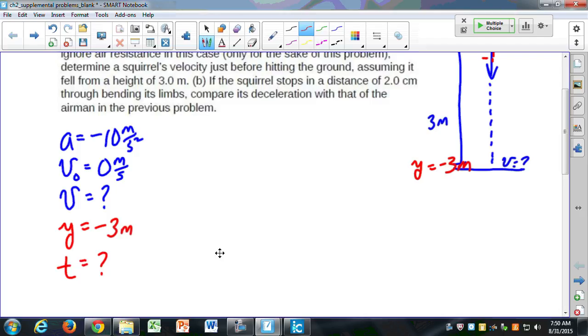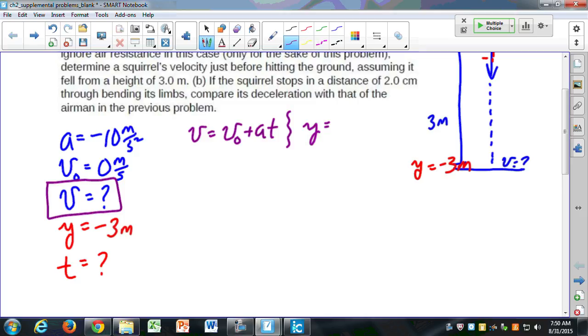So now let's write our equations. I think that's all that we know, right? And that we don't know, that we're being asked for. We're particularly looking for this value. I'm going to say v equals v naught plus at, and then y equals v naught t plus 1/2 at squared. I want to look at each equation and see what I know and what I don't know. Here, I don't know v, but I also don't know t. So can I solve this equation?